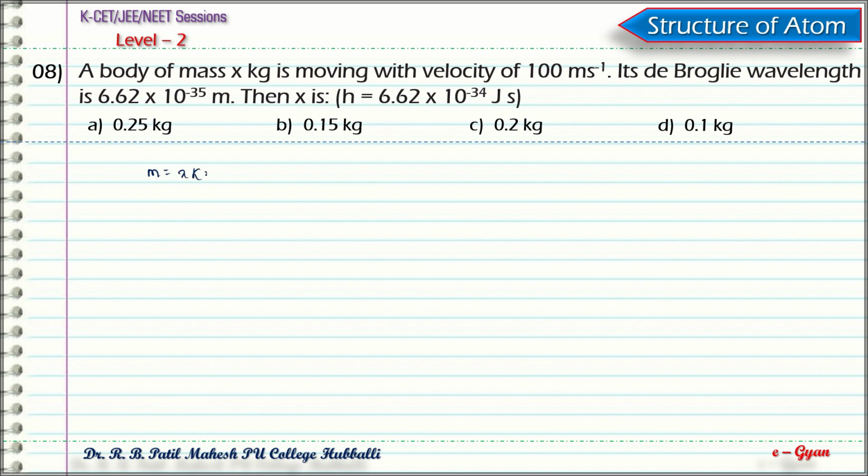Mass given is x kg and velocity given is 100 meter per second. So according to de Broglie's wavelength, lambda is equal to h divided by p, which is equal to h divided by m into v. We can substitute the values. H value is given 6.62 into 10 to the power minus 34 joules seconds divided by mass is to be calculated x kg into velocity 100 meter per second, 10 to the power plus 2 I can write, and meter per second as it is.